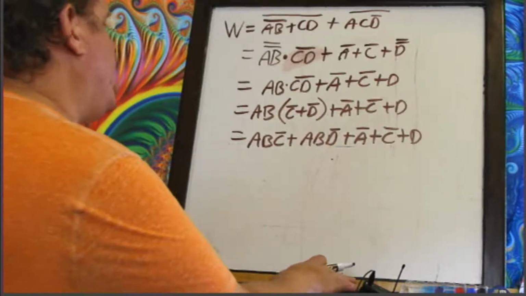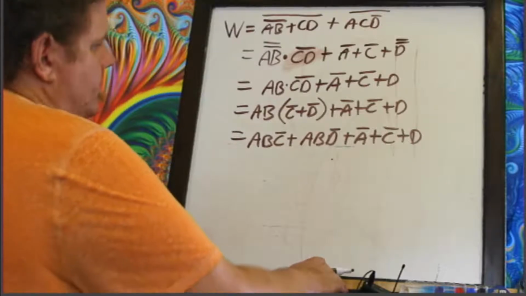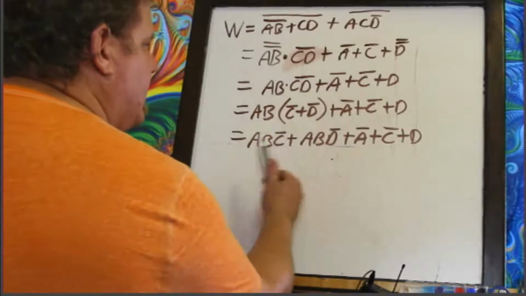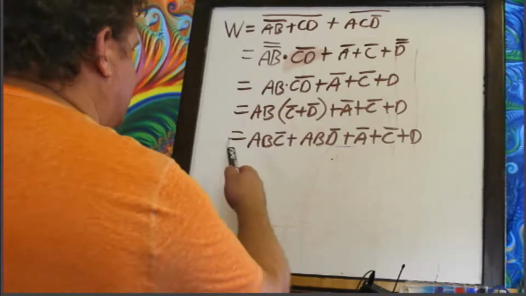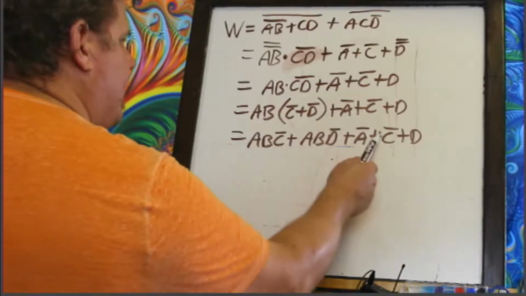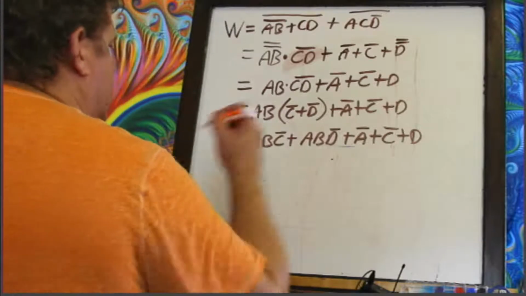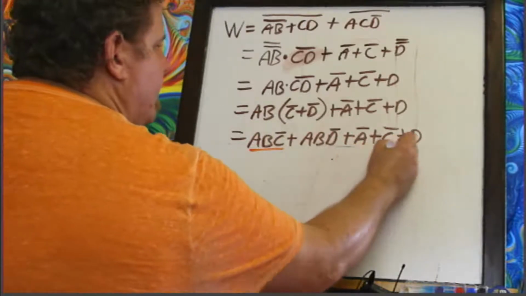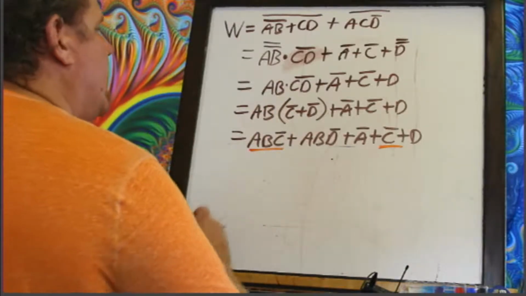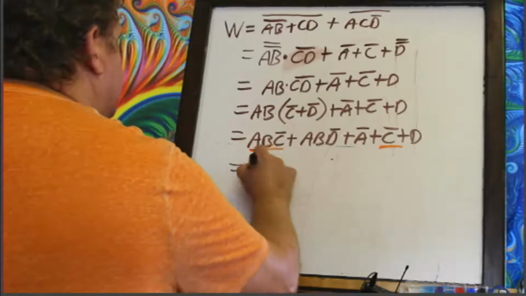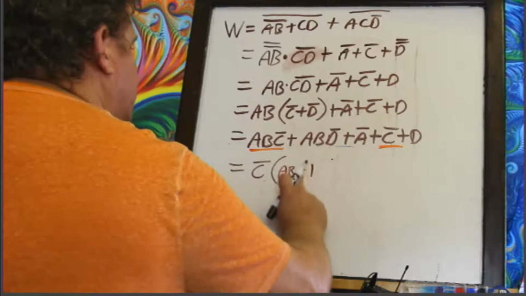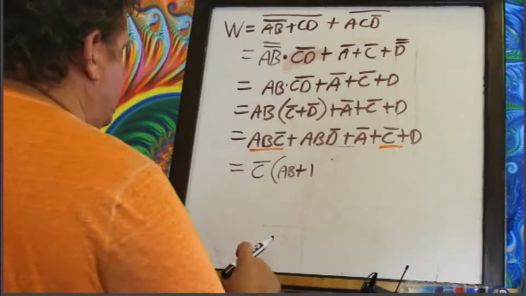Well, I can see these two have an AB. That doesn't help me, though. Anything have an A NOT? Nope. Anything have a C NOT? There's a C NOT. So I can get rid of that term by factoring out from here and here, right? This term and this term have a C NOT in it. And so I'm going to use some of the laws to rearrange them, and then I'm going to pull out the C NOT. So C NOT times AB plus what's left over here is 1. So AB plus 1. Okay?